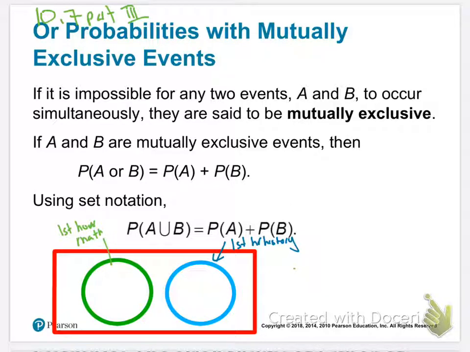So we know we can't be in two classes at once. So these are mutually exclusive. You can only be in one class at a time. So you have mutually exclusive events.